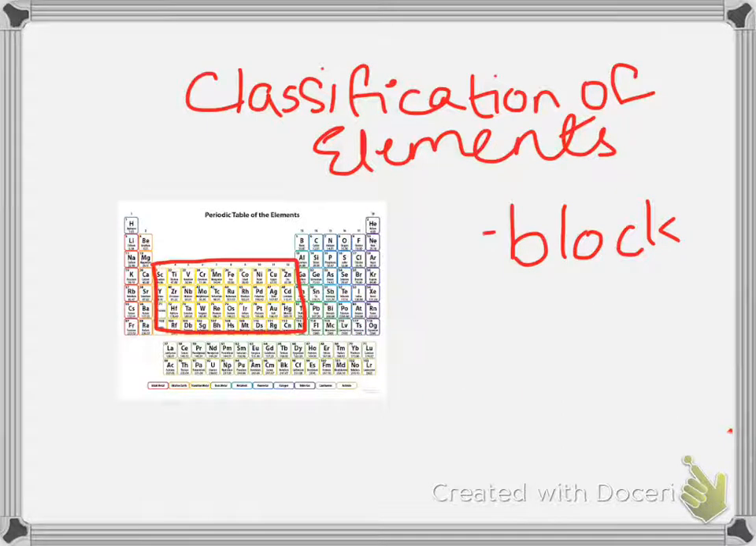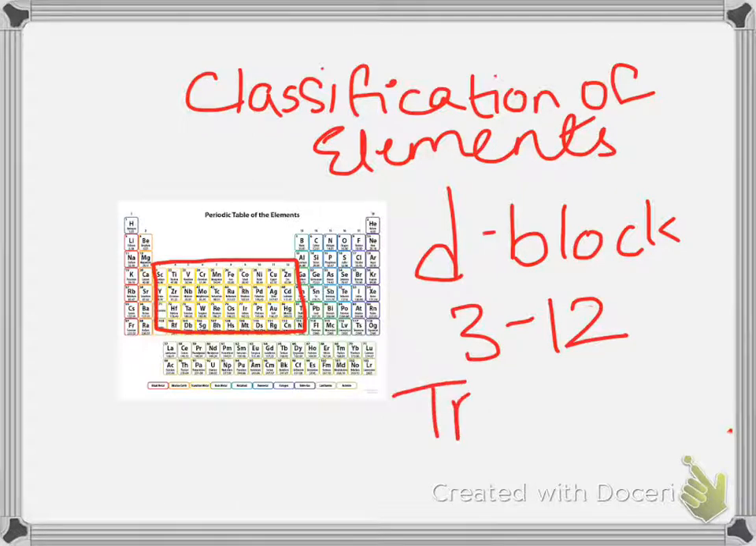Now let's see this marked region. What are these marked regions? Of course, they are known as transition elements. Groups 3 to 12 are known as transition elements, and they are known as D block elements because the last electron enters the D orbital. So another name for these elements is transition elements.